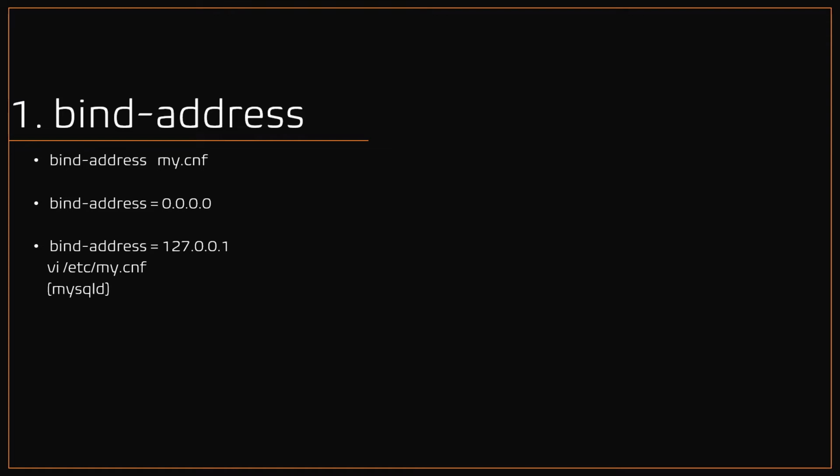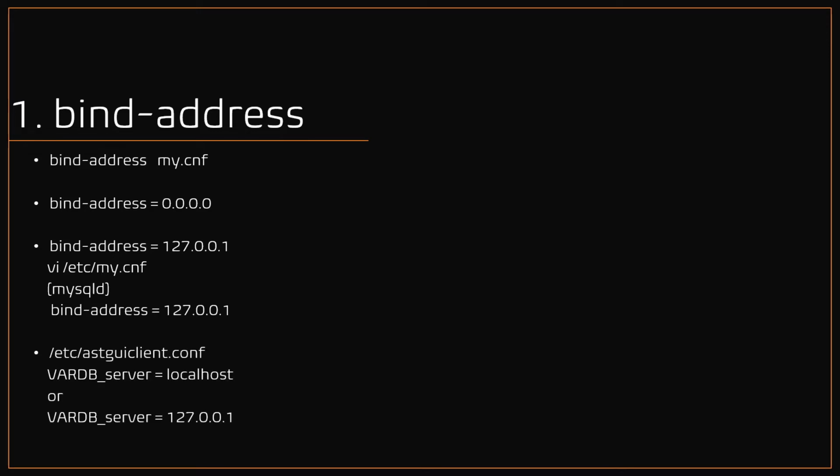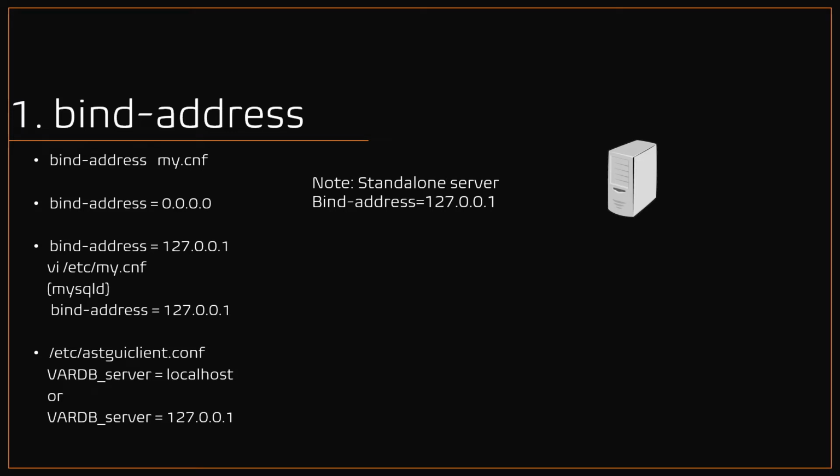To set the bind address to localhost, you need to edit the MySQL configuration file, my.cnf in the /etc folder. Use your favorite editor to edit the file, then add the line bind-address equals 127.0.0.1 under the mysqld context. Finally, update the Vicidial configuration file with the MySQL listen address. Open the file asterisk client.conf and update the line VARDB_server equals localhost or 127.0.0.1.